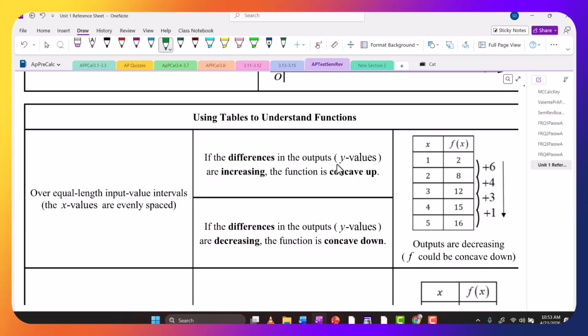But I felt like making this video to help you read through this and remember all the things that need to be remembered for each chapter. Chapter 1, 2, and 3. This is Unit 1. All right.